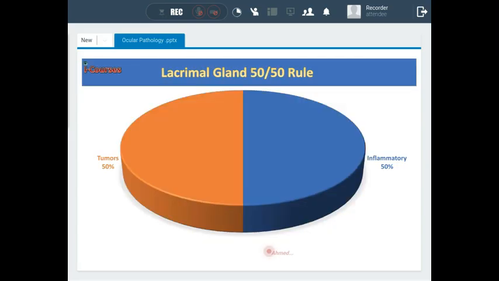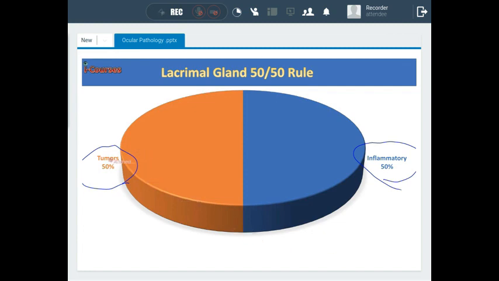Okay, for the lacrimal disorders, we have the famous 50-50 rule. For the lacrimal lesions, 50% will be tumors, and 50% of lacrimal gland lesions will be inflammatory in nature. But frankly speaking, the inflammatory lesions are more common in clinical practice than 50%. So usually the presence of a lacrimal gland lesion is a chronic non-specific inflammation until proved otherwise, unless there are features suggestive of tumors, as we will see later.